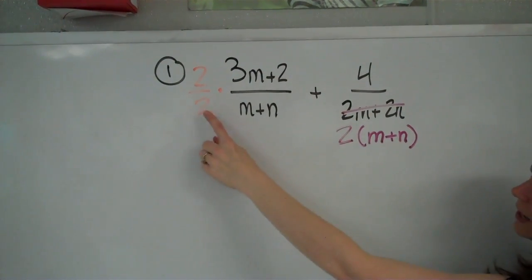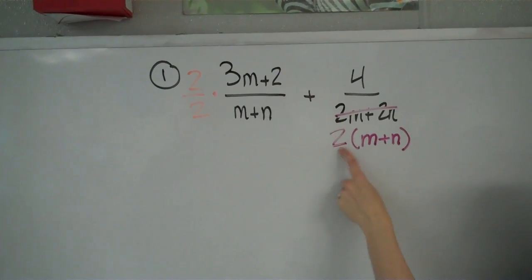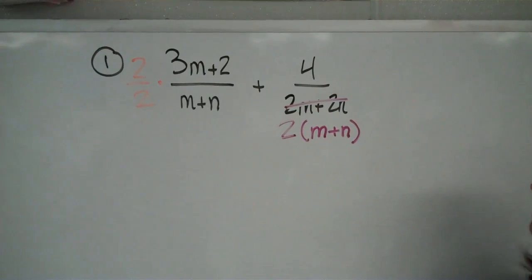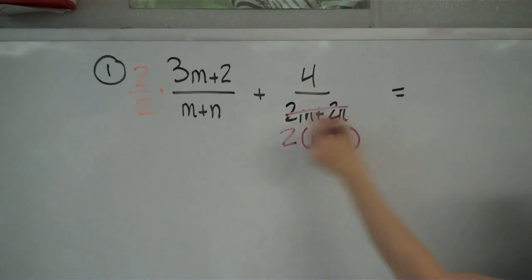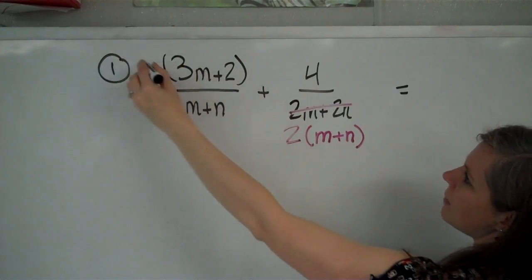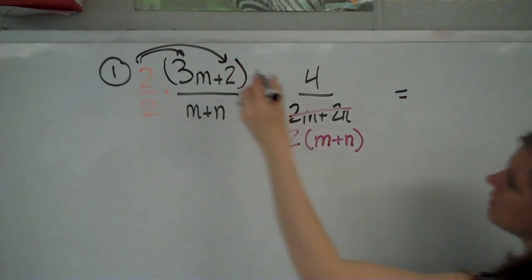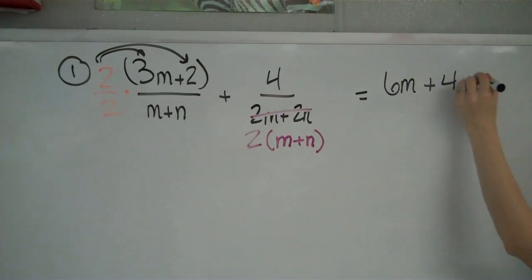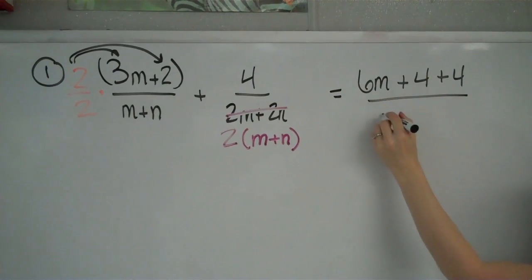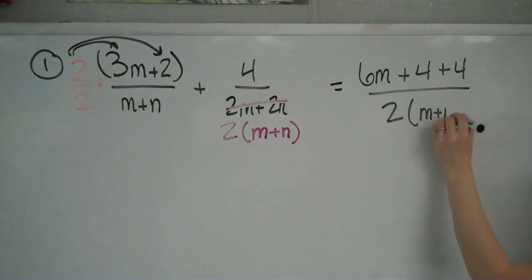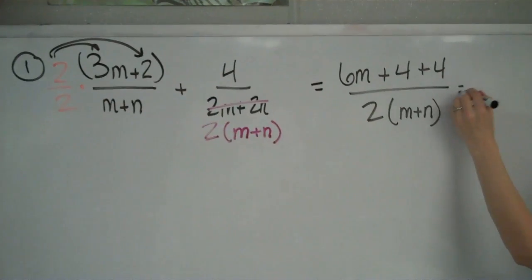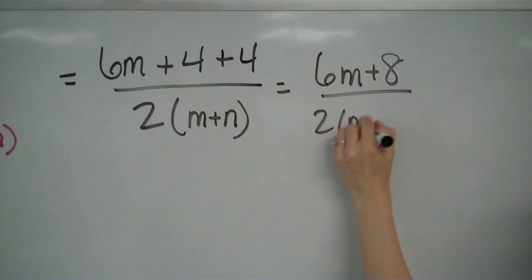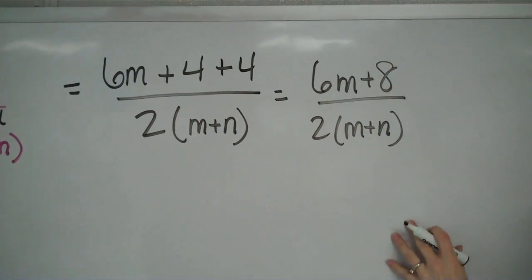Okay. Now I've got 2 times m plus n and 2 times m plus n, so I've got common denominators. Now I'm actually going to add everything on the top, so I'm going to distribute this 2. It's 2 times both pieces here. So that gives me 6m plus 4 plus another 4, all over my common denominator of 2 times m plus n. Up here I've now got 6m plus 8. On the bottom, I'm never going to distribute that back in. I'm always going to leave it factored.